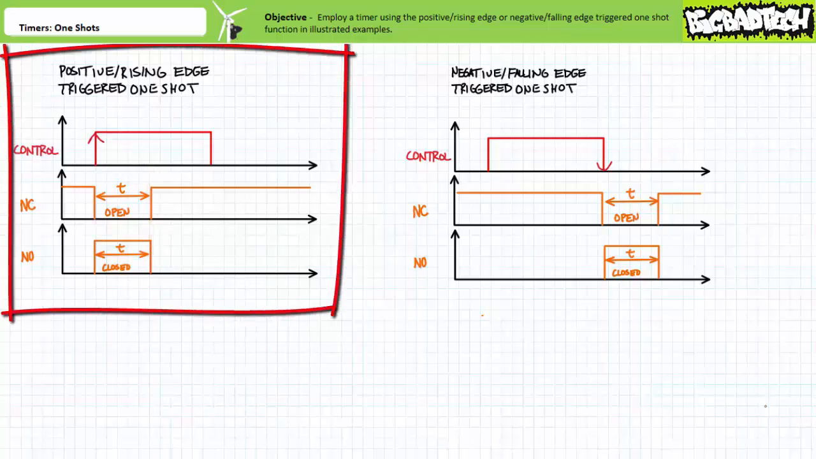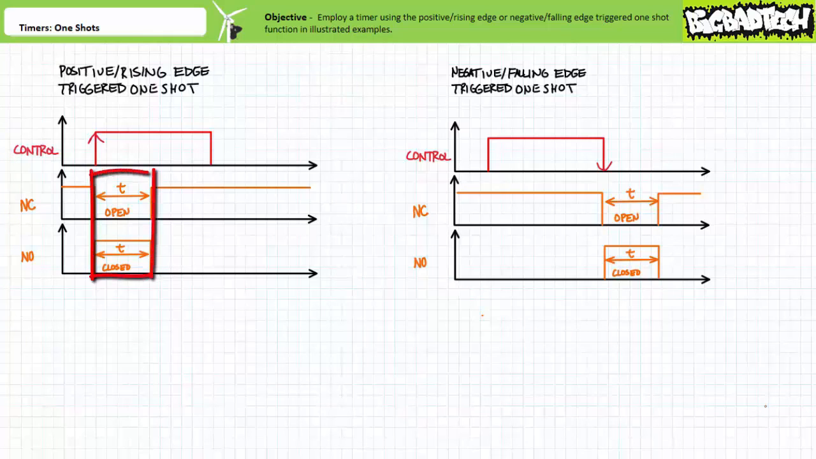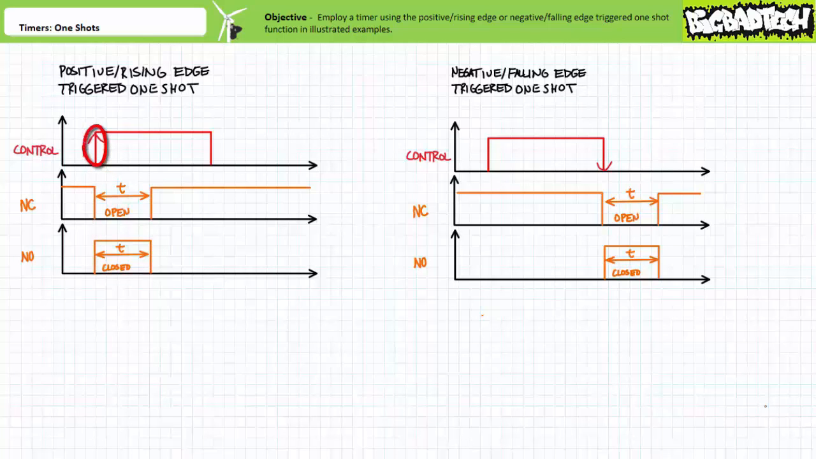This would be a rising or positive edge triggered OneShot, and essentially does exactly what the name suggests, in that the OneShot function is only enabled once for a period T on a rising or positive going transition of the controlling input. Alternatively, a negative or falling edge triggered OneShot is one in which the OneShot function is only enabled once for a period T on a falling or negative going transition of the controlling input.